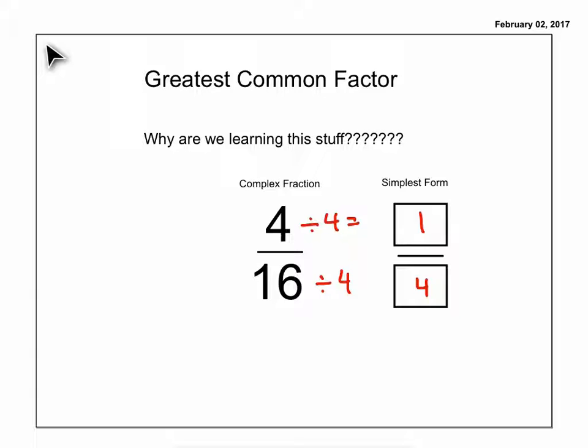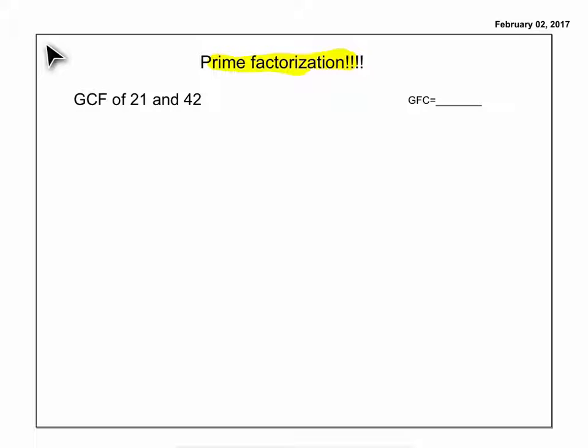Now it might be helpful to figure out how to find the greatest common factor. So next we're going to show you how. Here we're going to use prime factorization. Remember, prime factorization is breaking down a number into its prime factors. So let's break 21 down to its prime factors. What are two factors of 21? Well, first we have 3 and 7. 3 is prime, 7 is prime, so we can stop there.